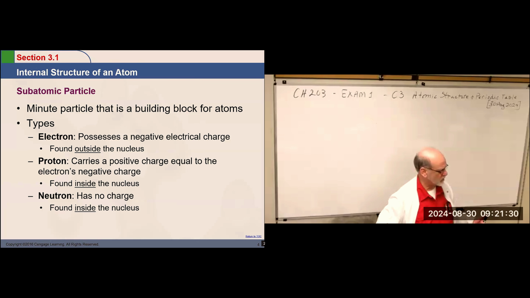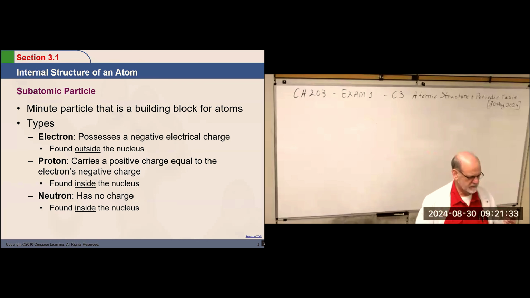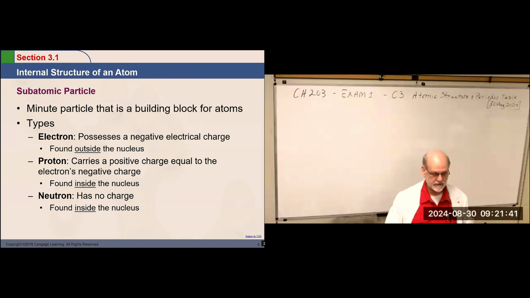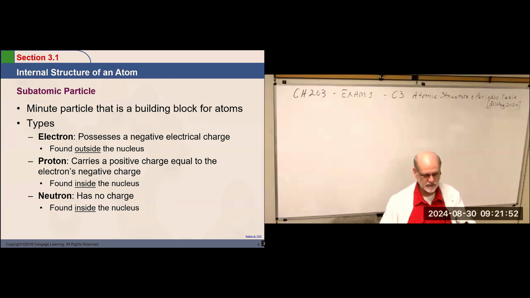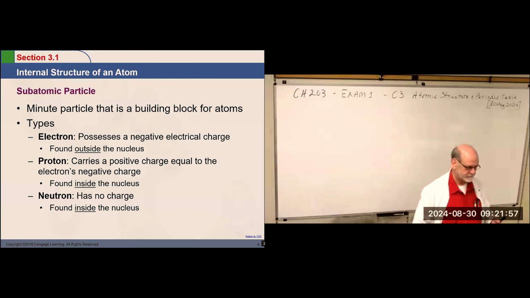And to make a long story short, there are four fundamental forces in the universe. The weakest one is gravity. The other one is electrostatic, or actually, they combine that into electromagnetic. Then there's the weak nuclear force and the strong nuclear force. The weak nuclear force is responsible for radioactive decay. And the strong nuclear force is what holds the nucleus together.